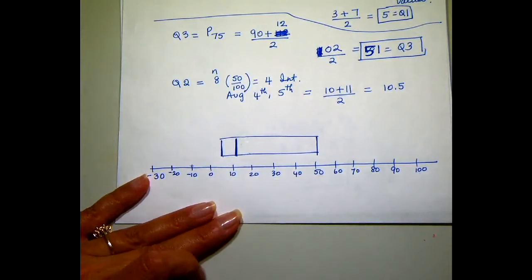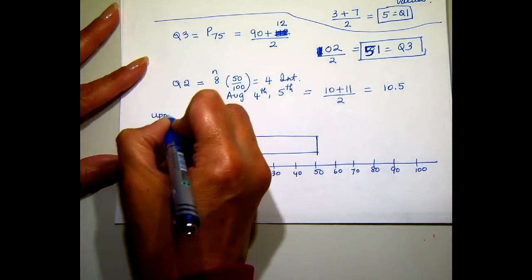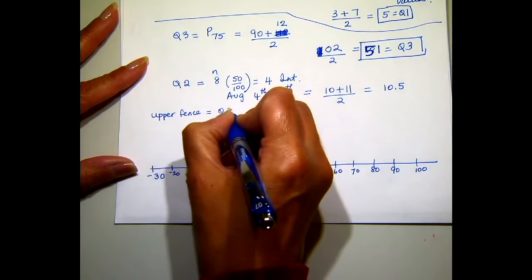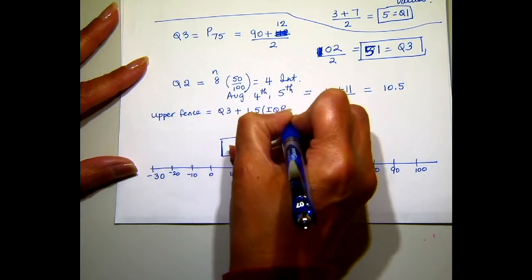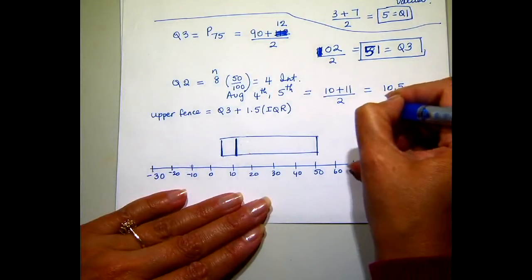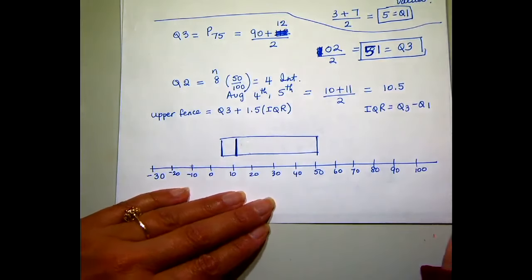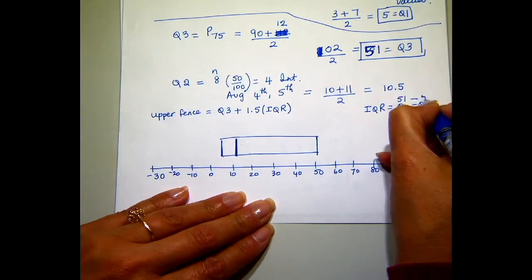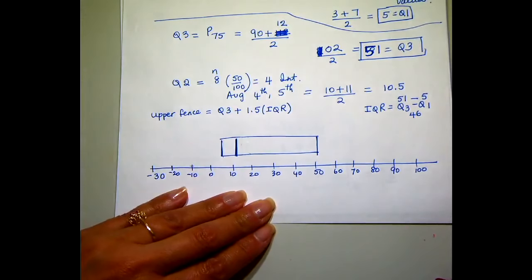Next thing I do is find the lower and upper fence. So the upper fence is equal to Q3 plus 1.5 times the interquartile range. Let's first compute the interquartile range. So IQR is Q3 minus Q1. Q3 is 51 and Q1 is 5. So 46 is the interquartile range.